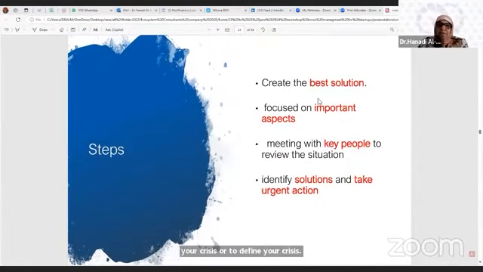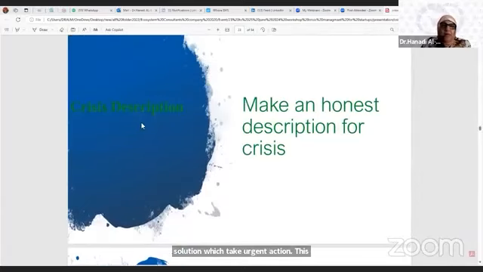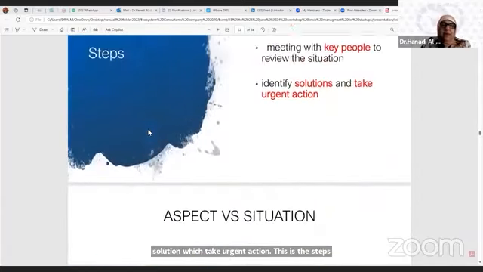Then you will follow a few steps. You create the best solution, you focus on important aspects, and you meet the key people. Then you will select the best people to solve your situation. Then you will identify the solution which takes urgent action. These are the steps for how you describe your crisis.